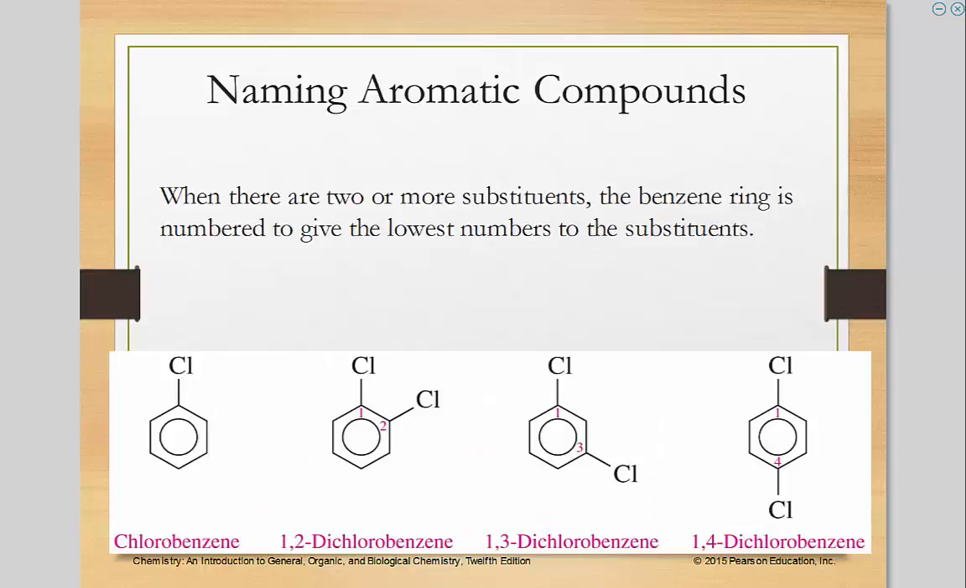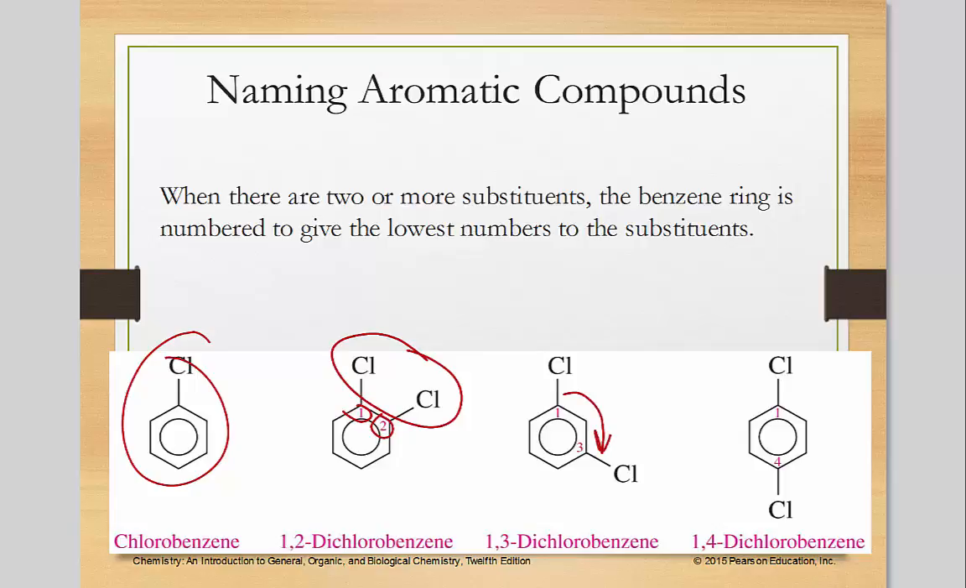Now, I had said before that you only have to number it if you have more than one. So for chlorobenzene here, I don't have to number anything. But once you have 2, it becomes 1, 2. You start with 1 and you go in the direction of the least numbers. So that's why we're doing 1, 2 and not 1, 6, and 1, 3 rather than 1, 5. Here we have 1,4-dichloro.